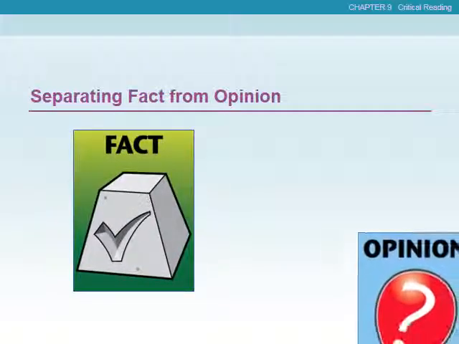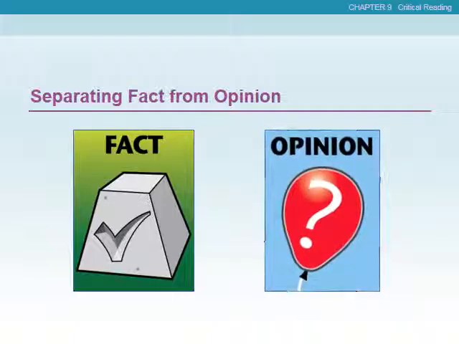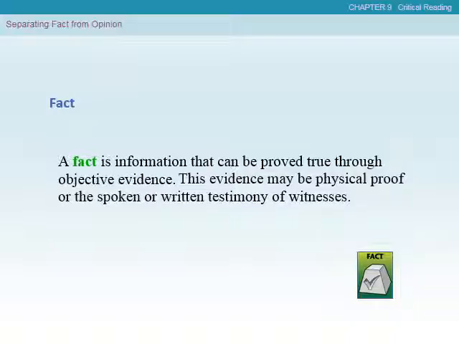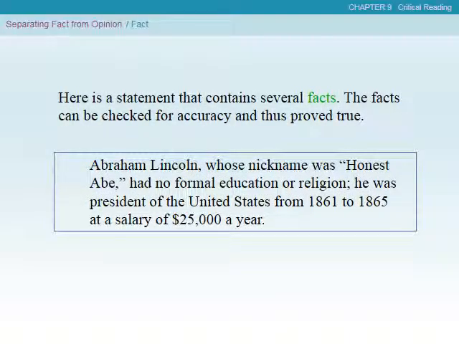Okay, so we have fact and we have opinion. With the picture of fact, we have something solid, and with opinion we have something that's airy, that's not quite as solid. A fact is information that can be proven true through objective evidence. This evidence can be physical proof or the spoken or written testimony of witnesses. So here's a statement that contains several facts. The facts can be checked for accuracy, so you can prove them true. If you can prove them true, it means you can also prove them false.